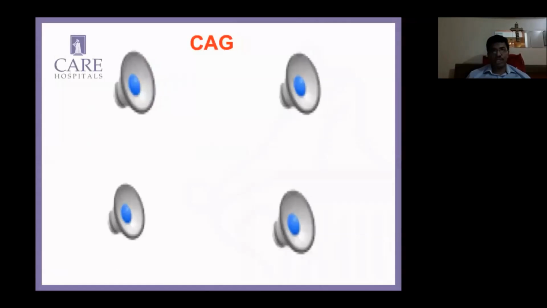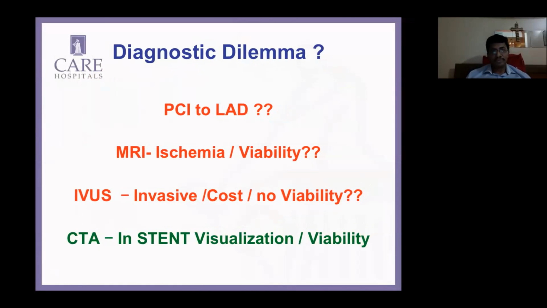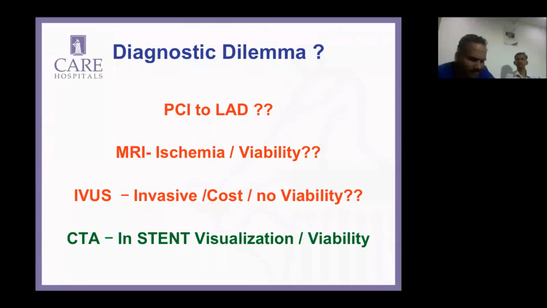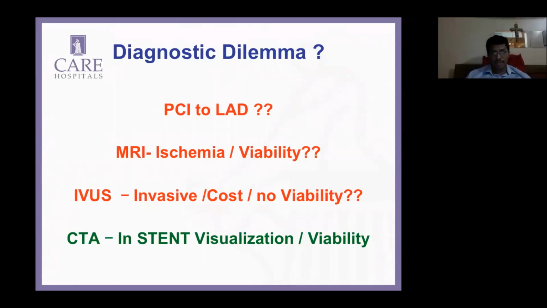Now, these are the issues that came up with us. Do you want to do a PCI to LAD? Would you sort of attempt it? The second would be, would you like to have a look at viability in this patient? This patient has a lot of breathlessness, old MI, moderate LV dysfunction on the echo. So do we look at the MRI and look for viability and maybe additional ischemia in the same area? Is it all heart failure because of the LV dysfunction?